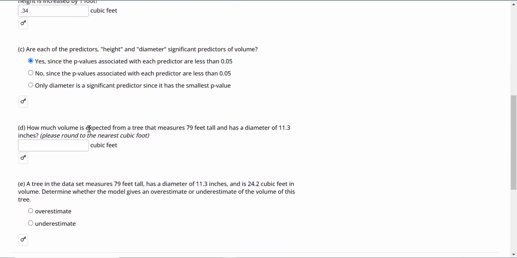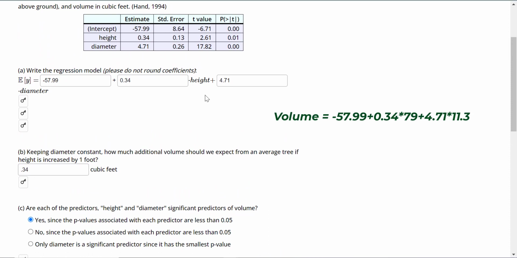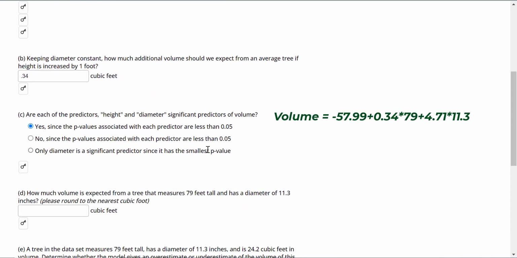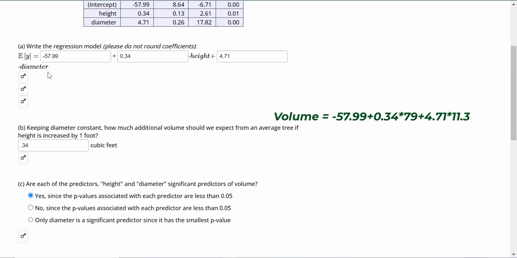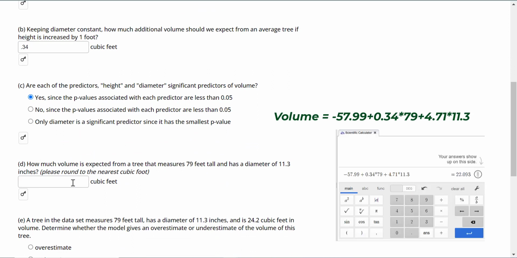Now here it says, predict the volume of a tree that is 79 feet tall and has a diameter of 11.3. In that case, all we need to do is come back here and plug in for height a number, which is 79, and plug in a number for diameter, which is 11.3, and we need to do the math, and we get our cubic feet of the volume.